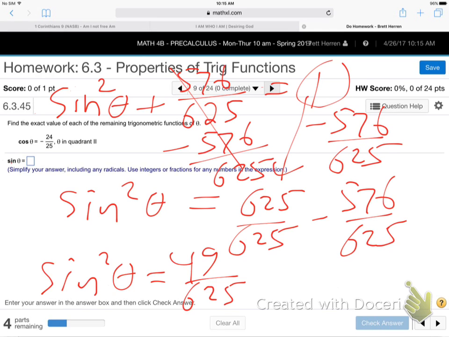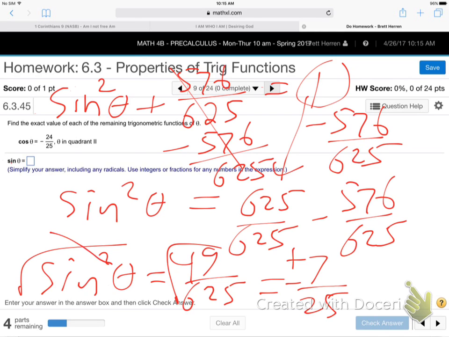Then what do we do? We root it, right? Now, when you put a root on it, plus or minus, but it's not actually both. It's either plus or minus depending on the quadrant you're in. All students take calculus. We'll figure that out in a minute, right? So for now, let me just say 7 over 25, and then I'll put plus or minus. I don't know which sign it is. So the rooting canceled the squaring. So the sine of theta is plus or minus 7 over 25. Now, which quadrant are we in? Well, we're in quadrant 2.